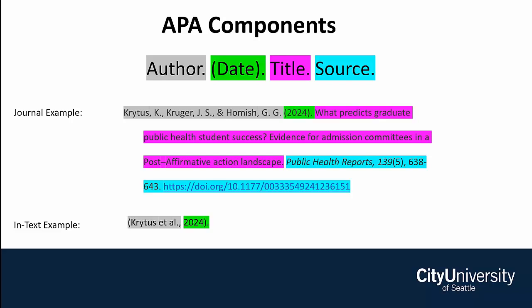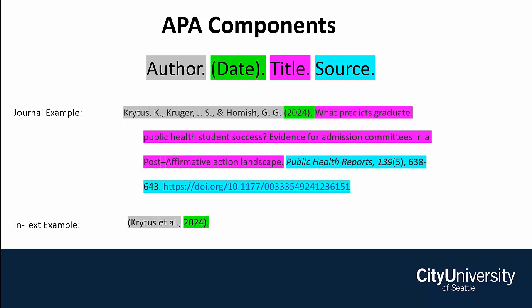The date is in green. The title, which in this instance, as it is a journal, is in sentence case and highlighted in pink. The source material, which again, this is a journal, has the journal publication, which is italicized. The volume is italicized. In open paren, you have the issue, close paren. The issue is not italicized. A comma, the page numbers for this particular citation. And in this instance, it has a DOI.